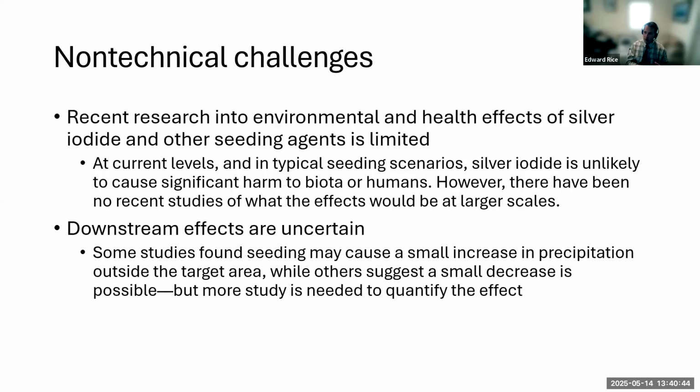So say you cause a small increase in precipitation in your target area, but you used a lot of material to cause that. Some of that material may continue to move with the wind into another area. What would be the effect in that other area? And research that we reviewed has shown it could go either way. In some cases, it may cause a small increase, and in other cases, it appears to cause a small decrease in precipitation. So that's also something that needs to be studied more extensively to get a good sense of how common that is, how much to expect it.